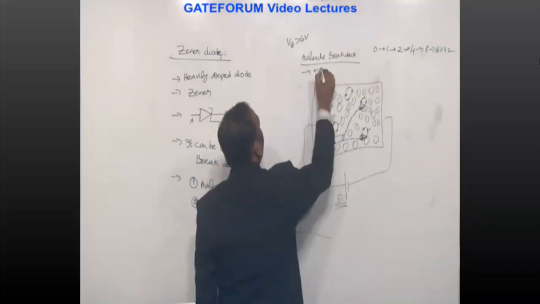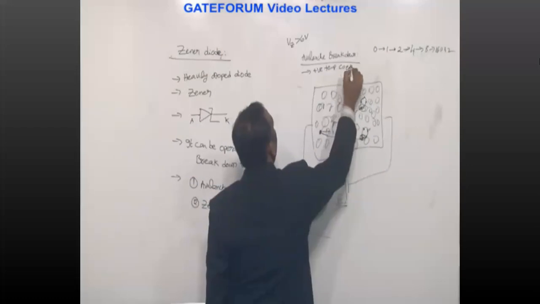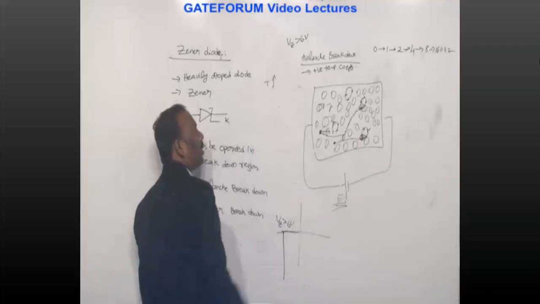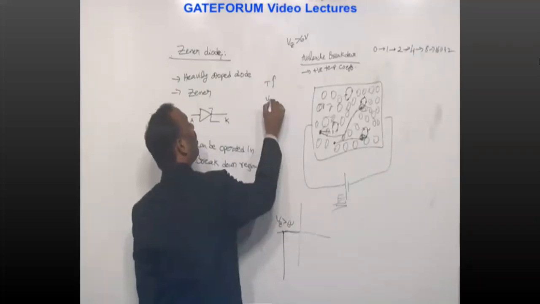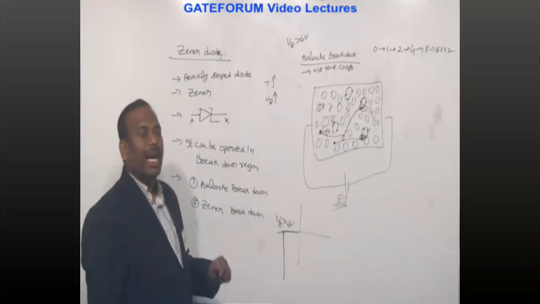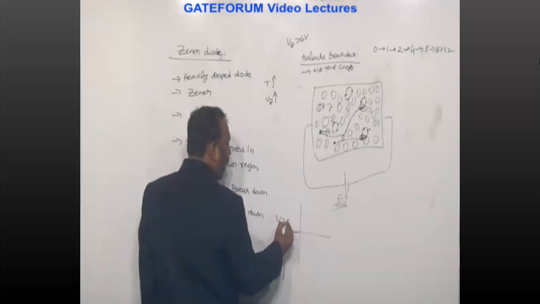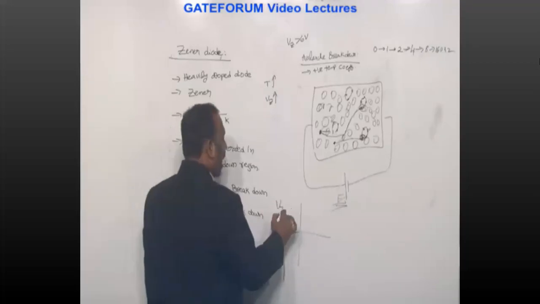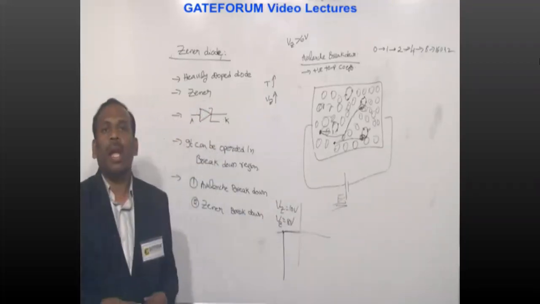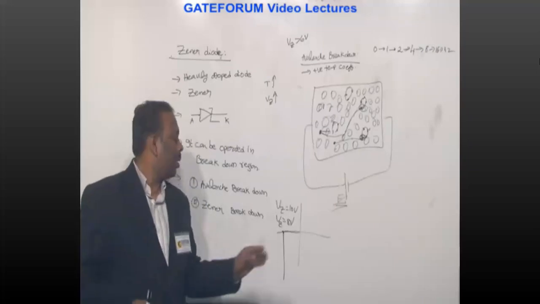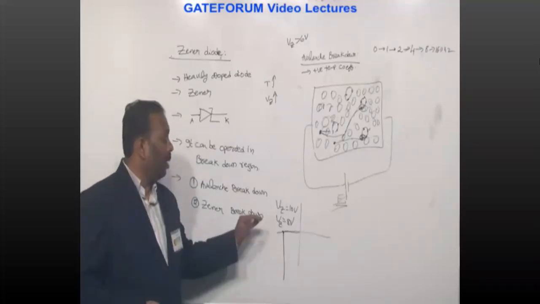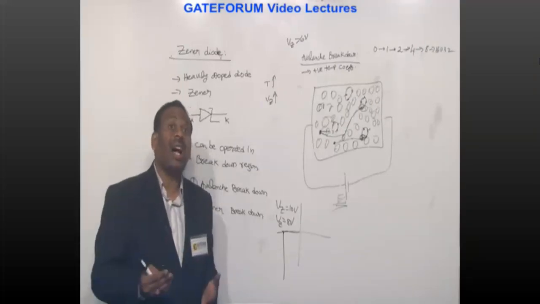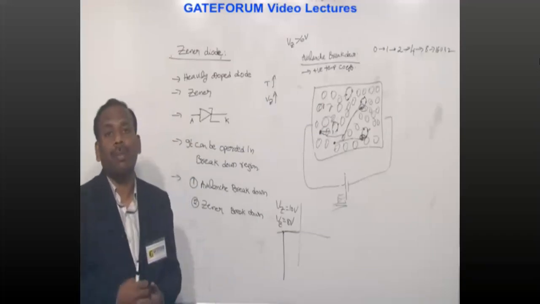Avalanche breakdown has a positive temperature coefficient. What is the meaning of positive temperature coefficient? As temperature increases, the breakdown voltage increases. Assume that at room temperature, breakdown happens at 8 volts. If you increase the temperature, the breakdown will happen at more than 8 volts. For example, at room temperature breakdown happens at 8 volts, then at a higher temperature, say 100 degrees centigrade, breakdown takes place at a higher voltage, that is 10 volts. That is called positive temperature coefficient.